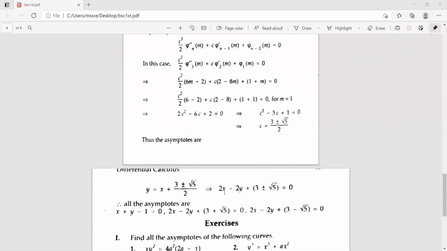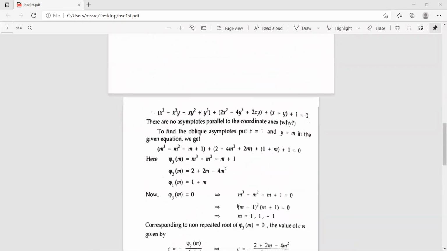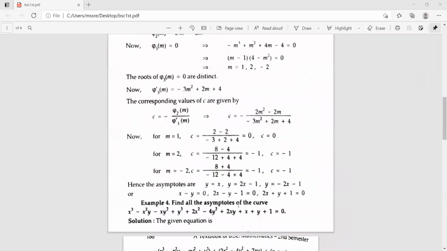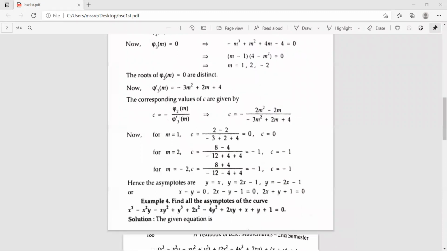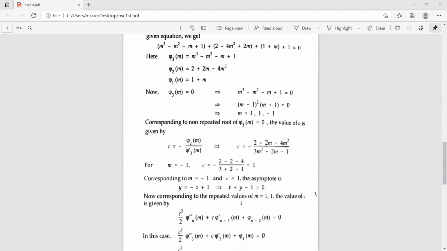Simplifying, you will get 2x minus 2y plus 3 plus or minus root 5 equal to 0. So all the asymptotes are x plus y minus 1 equals 0, and 2x minus 2y plus 3 plus root 5, one taking plus and the other taking minus. Totally it has 3 asymptotes. What is the degree of the equation here? 3. Highest degree is 3. Therefore it should have at most 3 asymptotes. It is not possible to have more asymptotes than that.